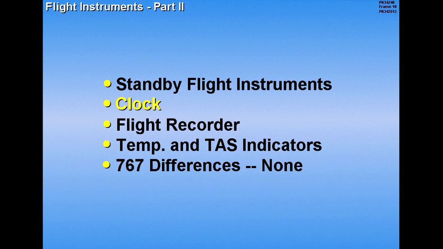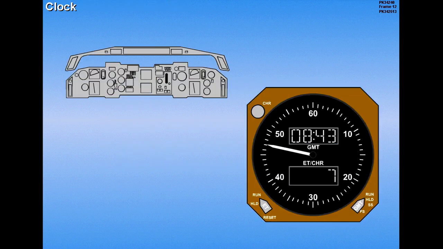Now let's discuss the clock. A clock is located on each pilot's panel. Each clock displays GMT and functions as an elapsed timer and chronograph.